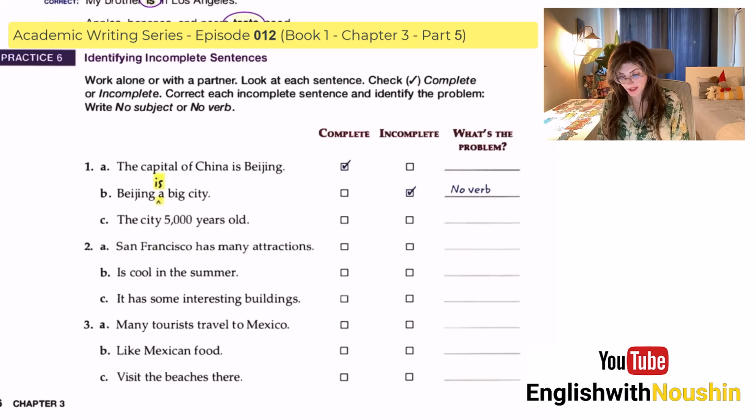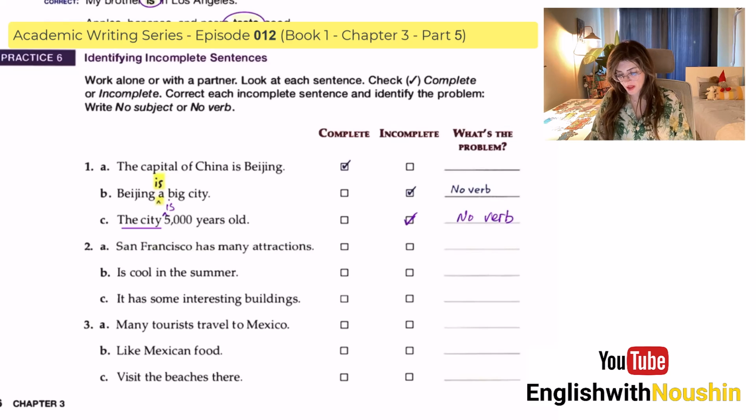The capital of China is Beijing. Fine. "Beijing, a big city." The verb is missing. It's incomplete and it doesn't have a verb. The verb should be "is." "The city, 5,000 years old." The city is my subject. So the verb is missing. It's incorrect, no verb. The verb is "the city is."